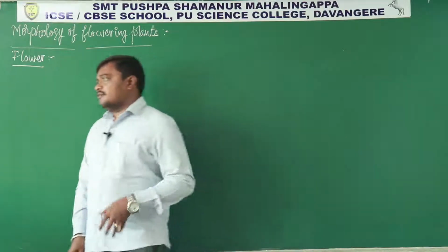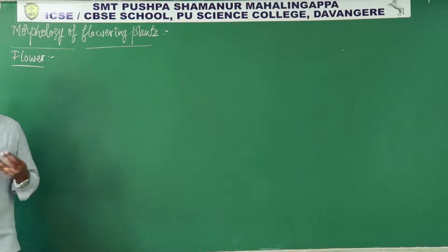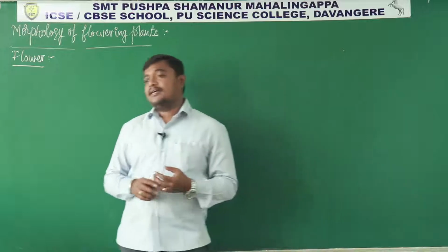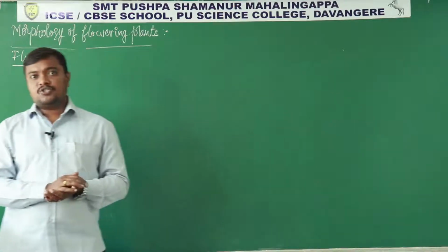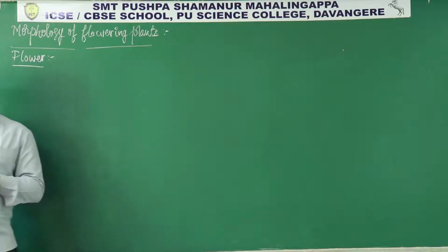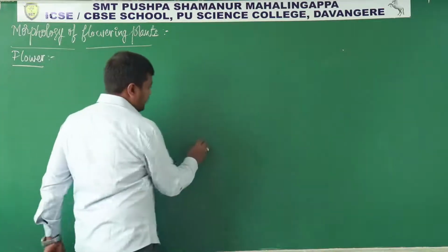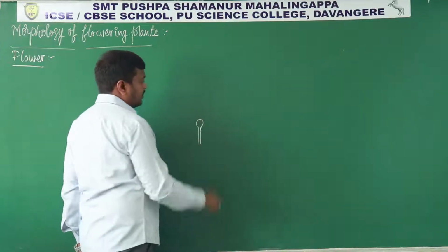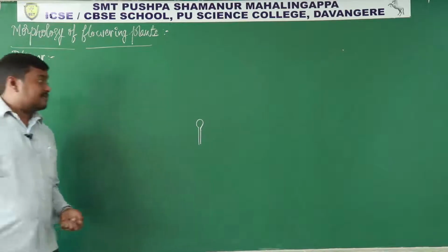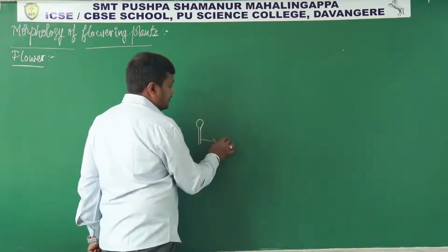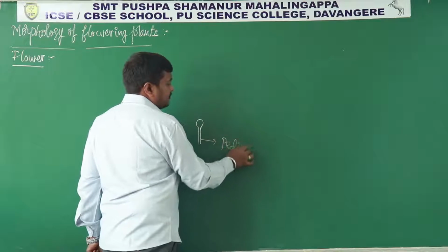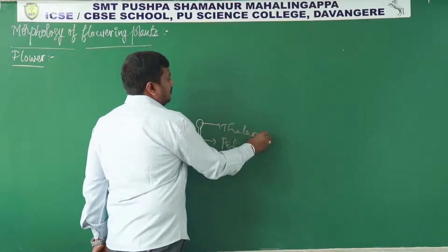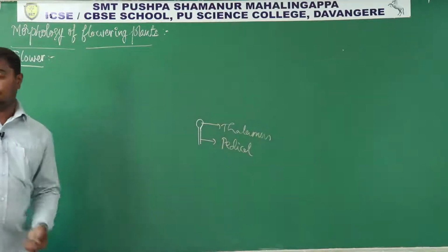Okay, so come to the parts of the flower. If you recall, a flower has a stalk. That stalk is called a pedicel, and that pedicel is swollen at the tip. That swollen part is called a thalamus, or it is also called a receptacle. So let me brief it again. It has a stalk called a pedicel. That pedicel is swollen at the tip. That swollen tip is called thalamus. So this is the pedicel.